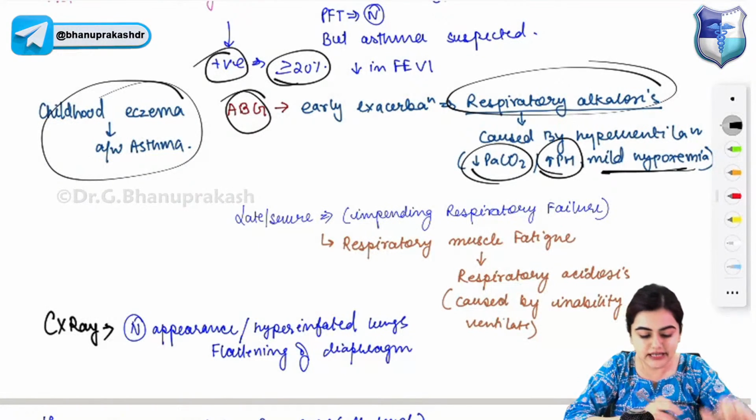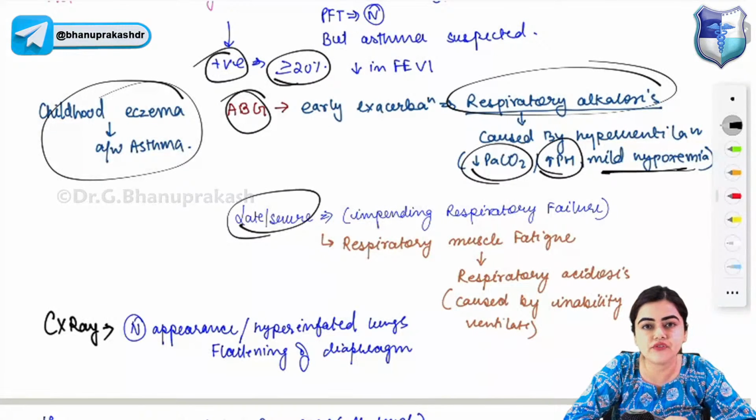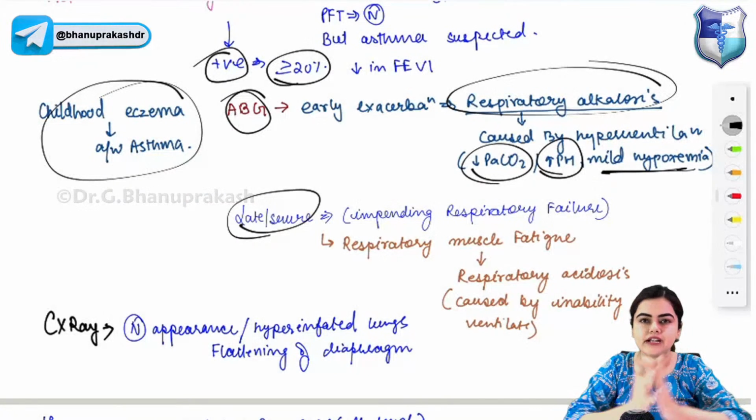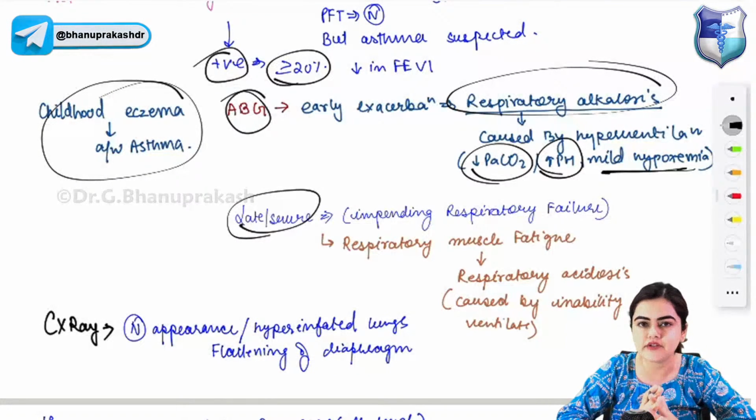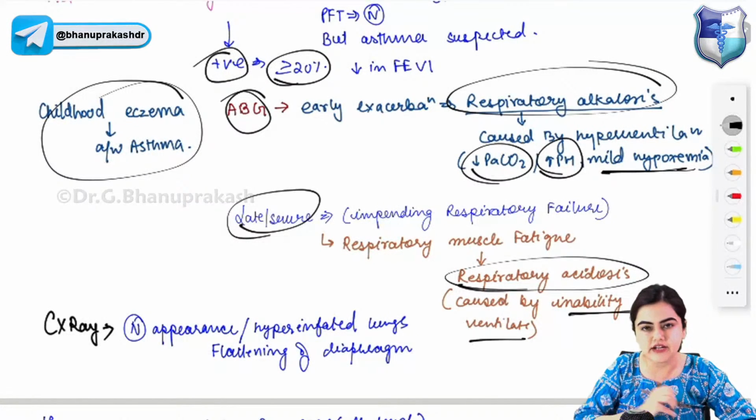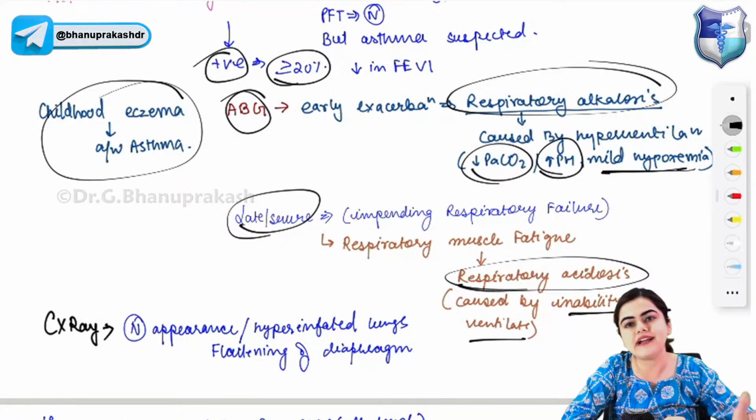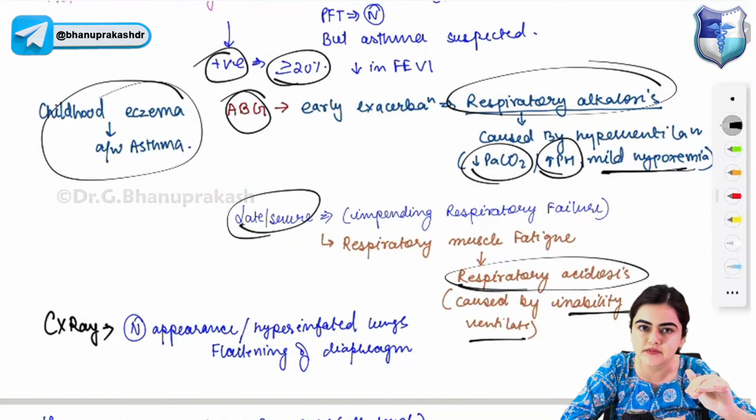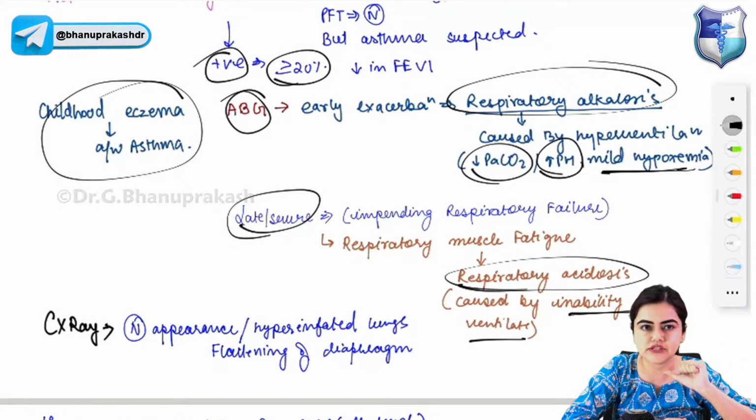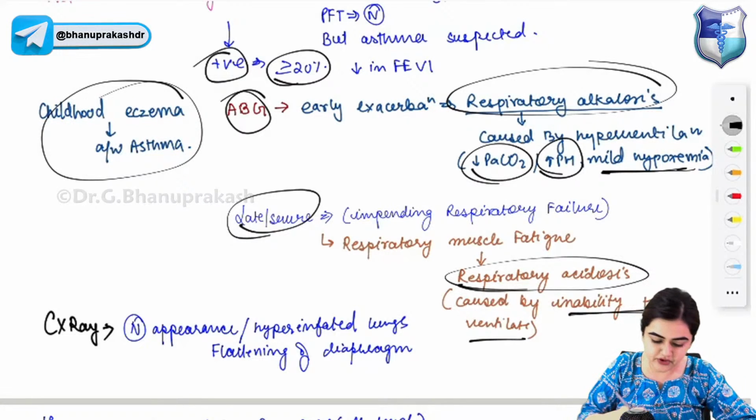In late or severe asthma, you will find there is impending respiratory failure. The respiratory muscles will go into fatigue, and due to impending respiratory failure, there will be respiratory acidosis caused by inability to ventilate. So in early asthma, you will find respiratory alkalosis. In late or severe asthma, due to impending respiratory failure or respiratory muscle fatigue, you will find that there is respiratory acidosis. Clear?